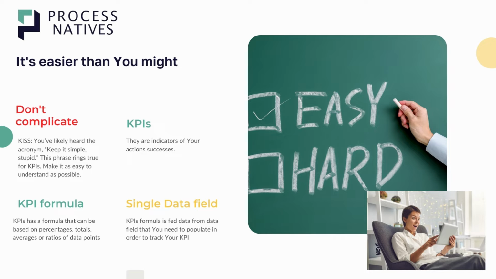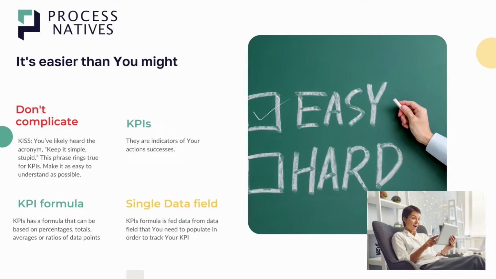KPI is simply an indicator of your success. For example, number of webinar registrants. KPI has formula. From the example provided, that would be a sum of those registrants. Finally, single data field is the data point you need to add at a contact level to count that sum.